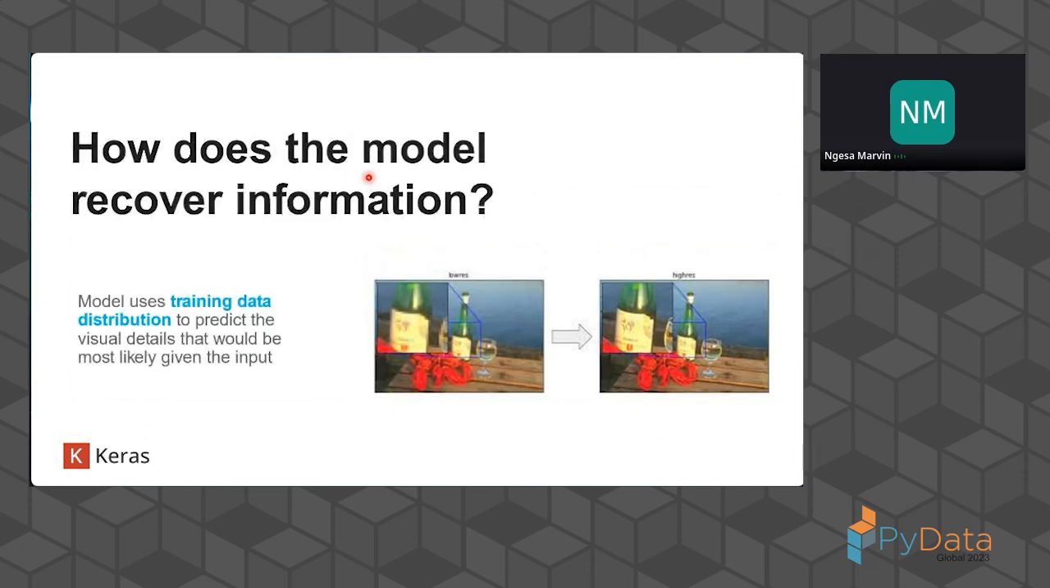And there's a way that the super resolution model recovers the information that you're having. And of course, it doesn't do this by magic. It uses something called a training data distribution, and what it does is that it hallucinates. And hallucination is a big thing in generative AI. So it uses the training data distribution to hallucinate the visual details that will be most likely given the input.